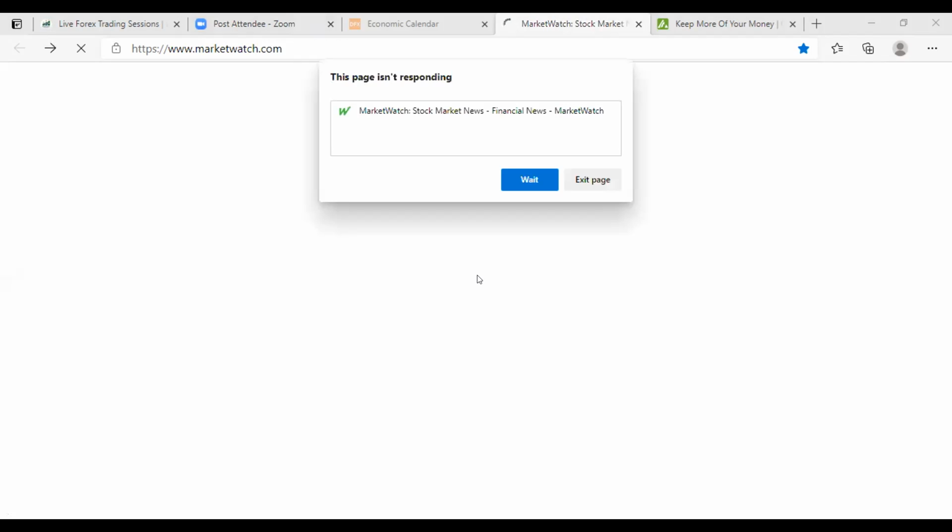So as a trader, I just want to, it says this page is not responding. Are you seeing that? Yes. Okay. Let me just exit and I'll try again.